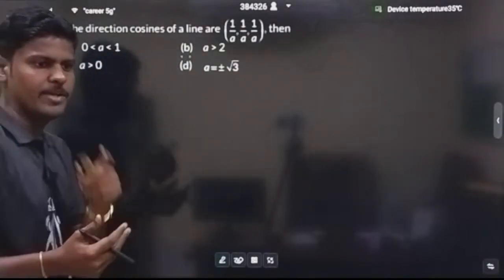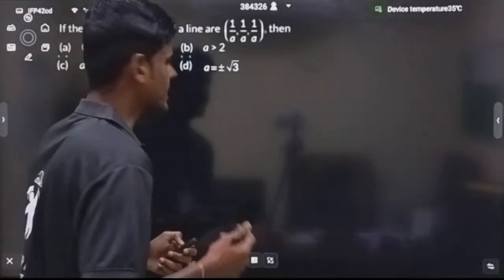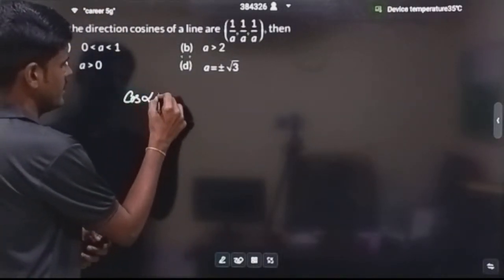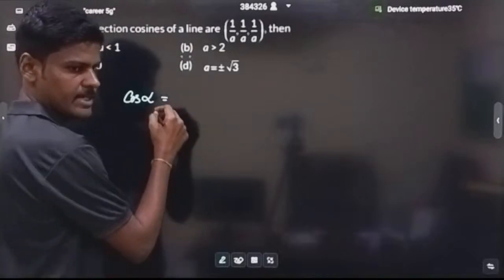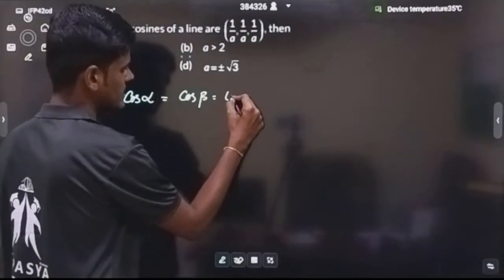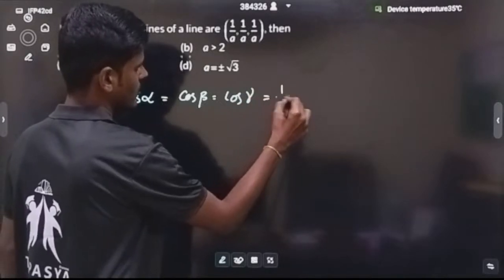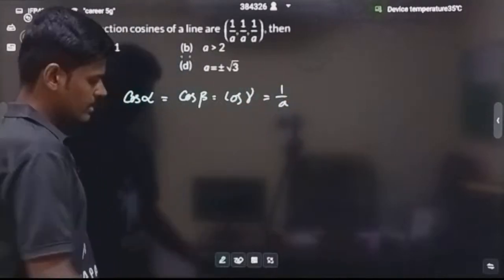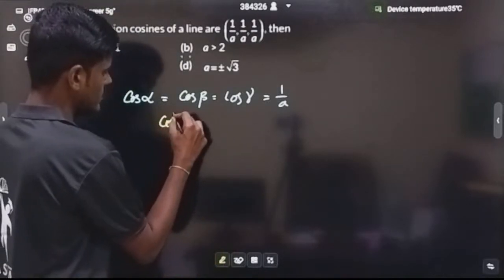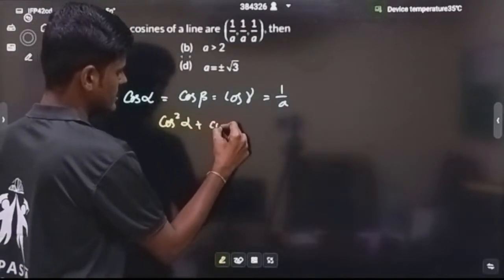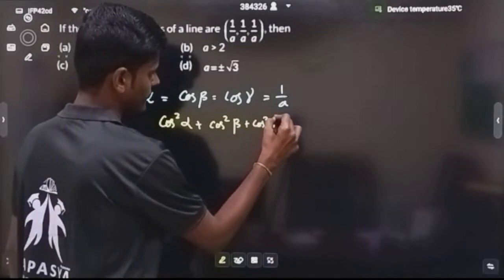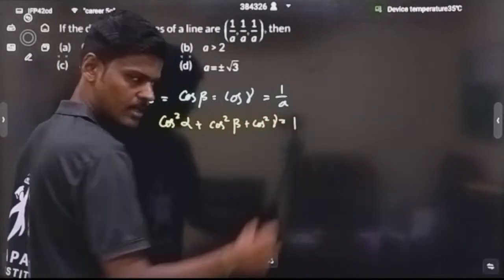Obviously, as I was told, only one formula exists for direction cosines. What is that? cos square alpha plus cos square beta plus cos square gamma equal to 1. And what is given here? cos alpha equal to cos beta equal to cos gamma equal to 1 by a. That means we know the relation cos square alpha plus cos square beta plus cos square gamma equal to 1.